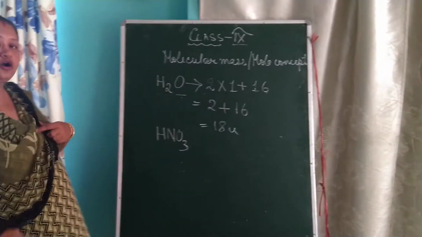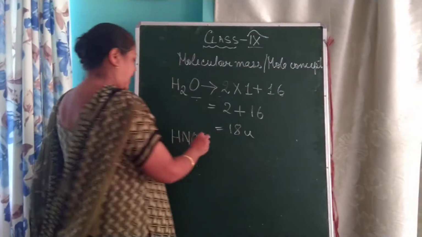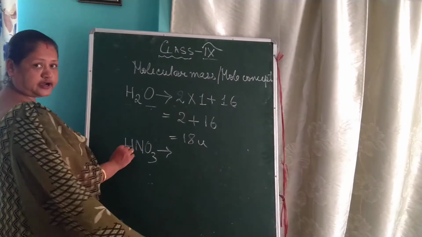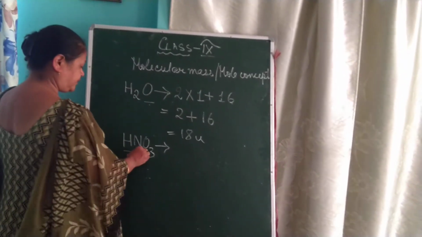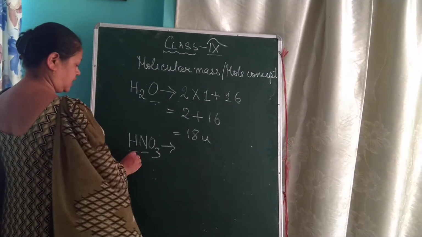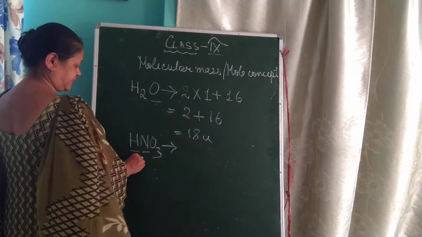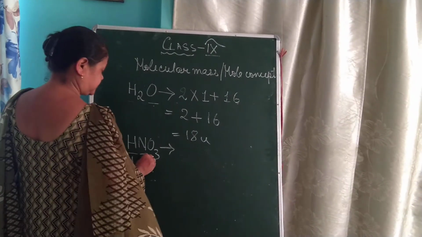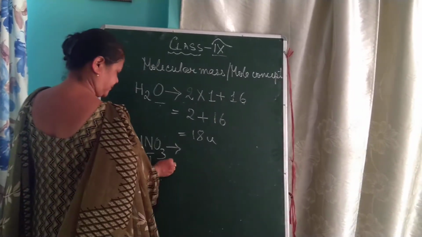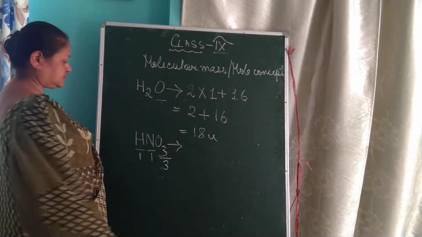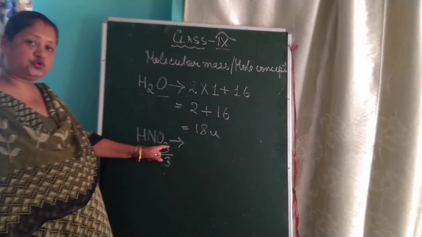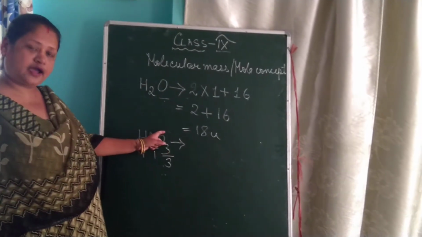You know that the formula of nitric acid is HNO3. How many atoms of hydrogen are there? It is 1. The number of atoms of nitrogen present in nitric acid is 1, and the number of atoms of oxygen is 3 because HNO3. That means there are 3 atoms of oxygen.